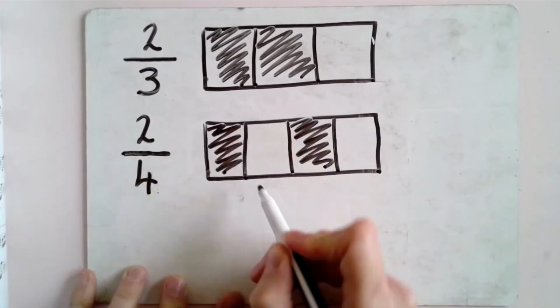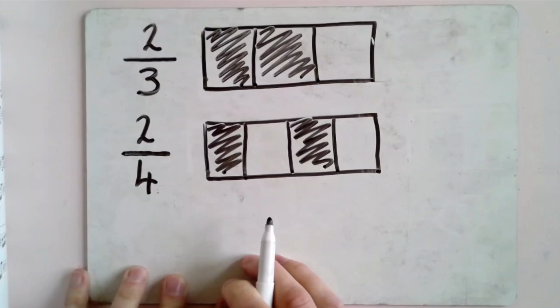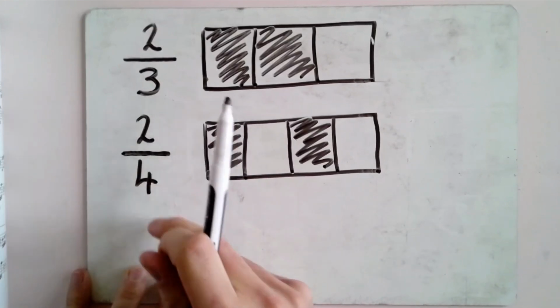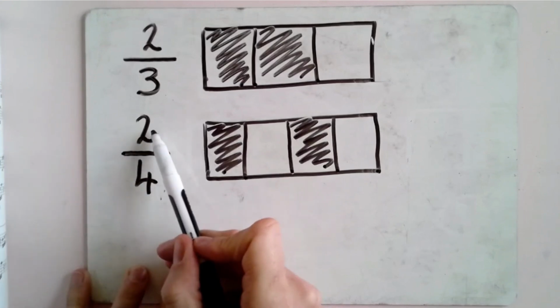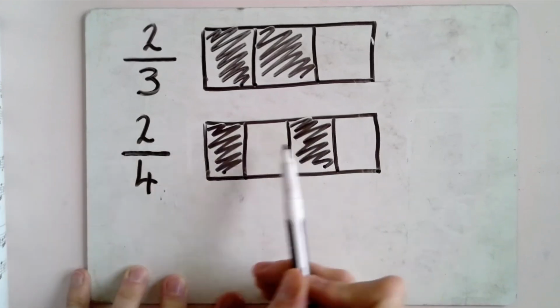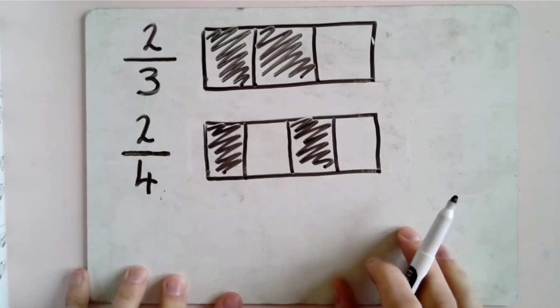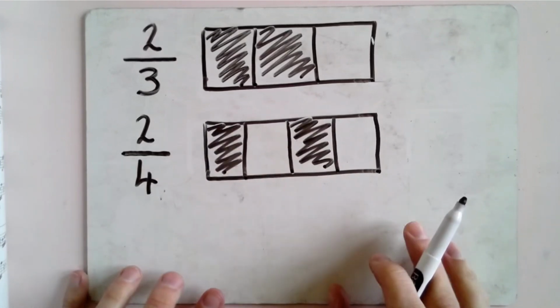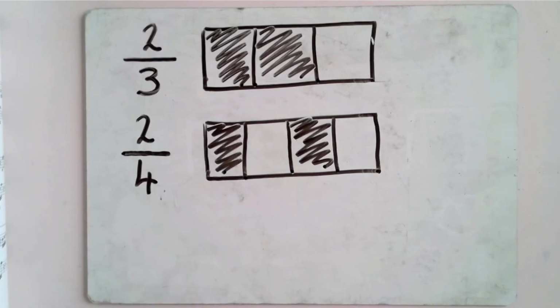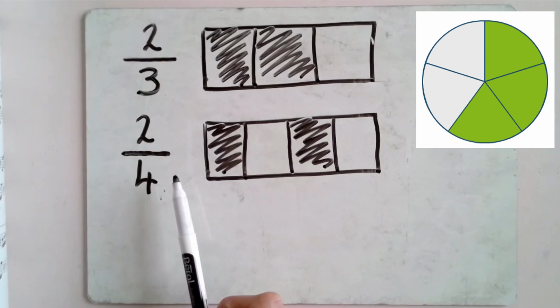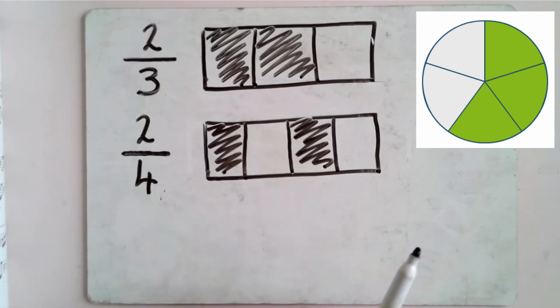That there shows me that I've got 2 quarters. We call it, when it's got 4 on the bottom, quarters. So 2 quarters. 2 is my numerator, tells me how many parts I've got. 4 tells me how much the whole is split up into. Now, sometimes we'll get a fraction and it won't be a bar. And it won't be numbers, it will be a different shape. So have a look at this shape here on the screen now.